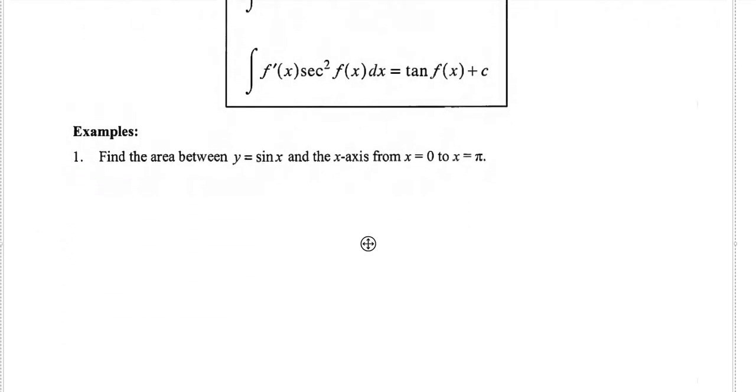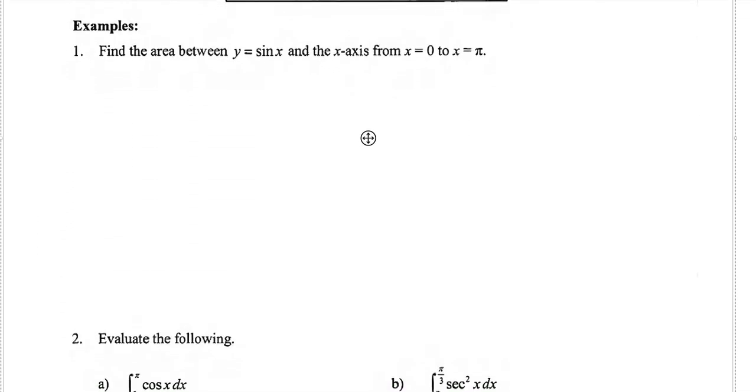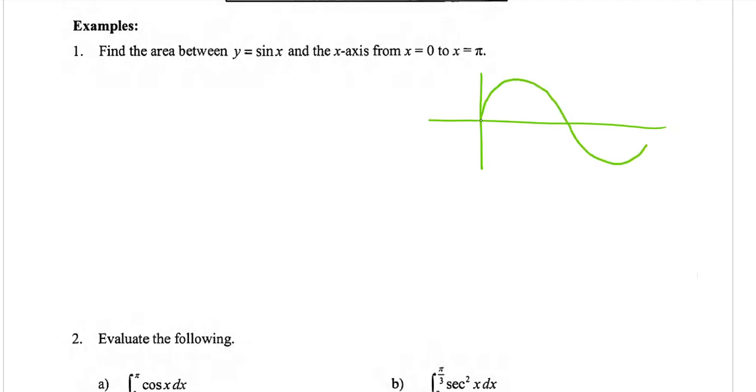Okay, so first question. Find the area between y equals sine x, the x-axis, from 0 to pi. Now, the sine graph looks like this. Okay, there's my sine graph, and my intercepts here, this would be pi, and this would be 2 pi. So I'm asked to find the area from 0 to pi, which just means that I want this first section in there. It's above the x-axis, so that means that it will be positive.